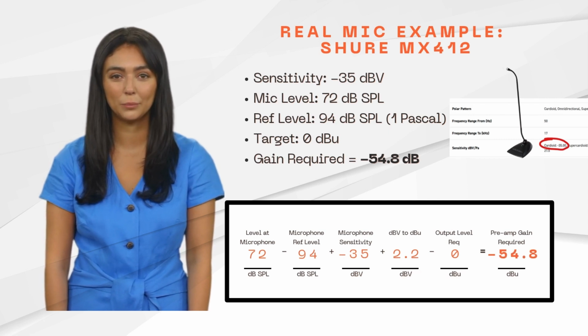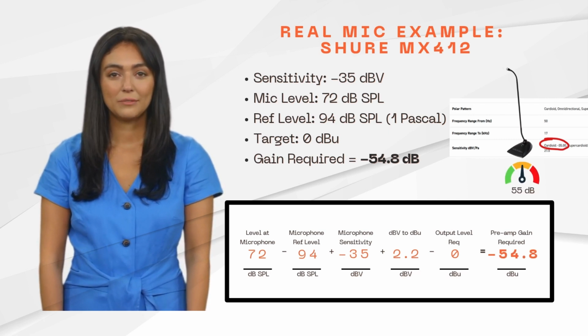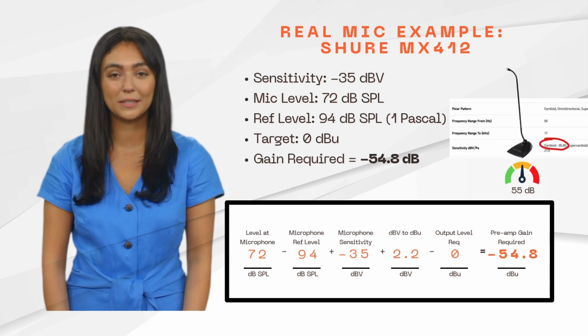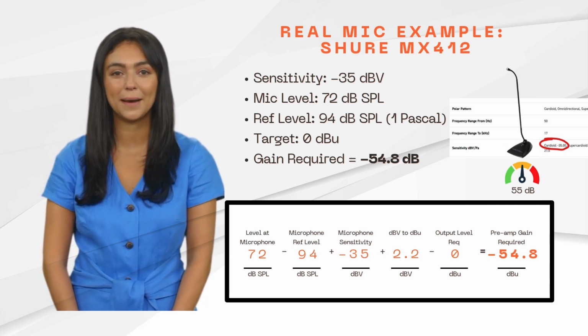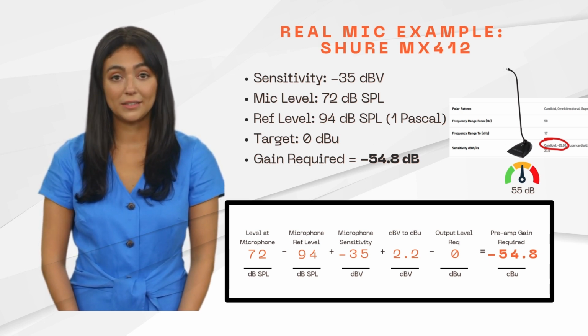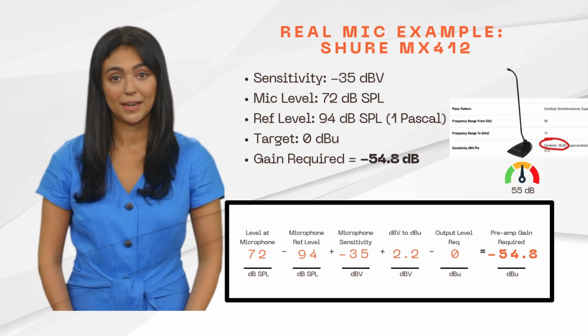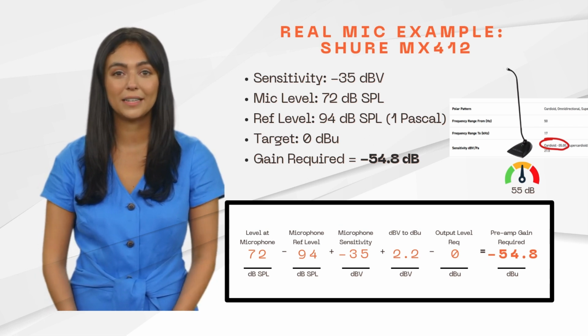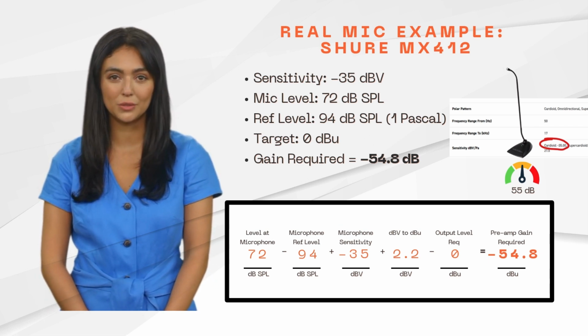Let's try the formula with a real mic, the Shure MX412. Its sensitivity is minus 35 dBV. With 72 dB SPL at the mic and a 94 dB reference level, the difference is minus 22 dB. Add the converted sensitivity of minus 32.8 dBu, and subtract the output target of 0 dBu. The total gain needed is about 54.8 dB, well within the range of most pro preamps.